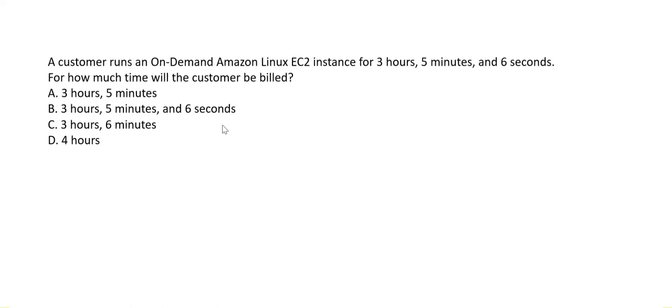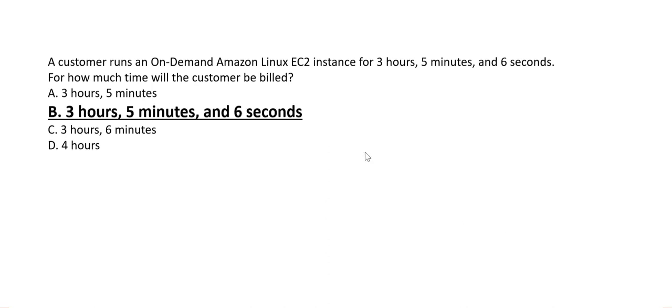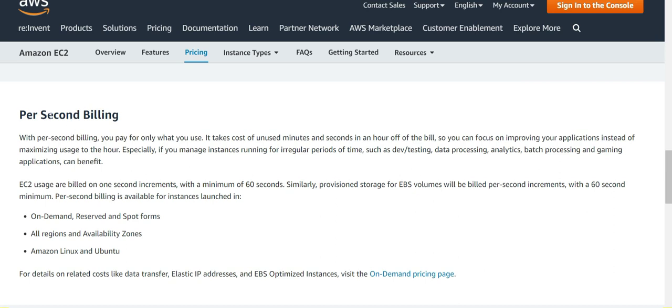This question states a customer runs an on demand Linux EC2 instance for 3 hours, 5 minutes, 6 seconds. How much time will the customer be billed for? So this is the right answer. There is per second billing for EC2 instances. There is no rounding per the hour.